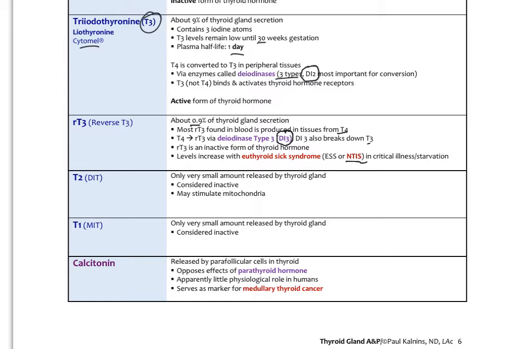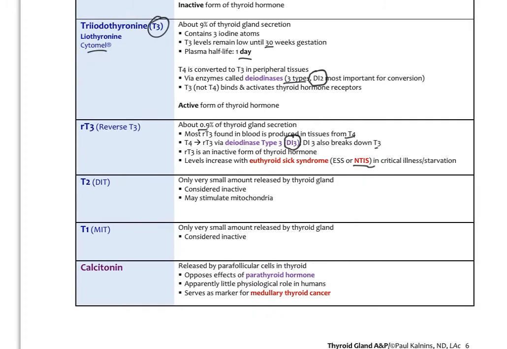The thyroid also, in the process of making T4 and T3, produces what's called T2, and that is a form of tyrosine that's iodinated but only has 2 iodine groups attached to it. That's called DIT. It's only produced in small amounts. It's considered inactive. We don't measure it in the blood tests clinically, but there's some data suggesting it actually can further stimulate mitochondria. So I've seen a little bit of peripheral literature around this looking at T2 supplementation.